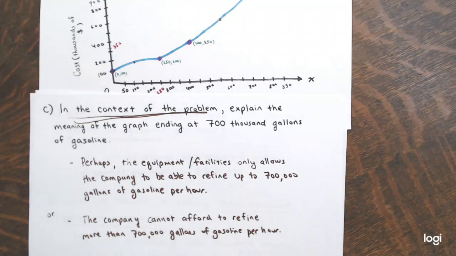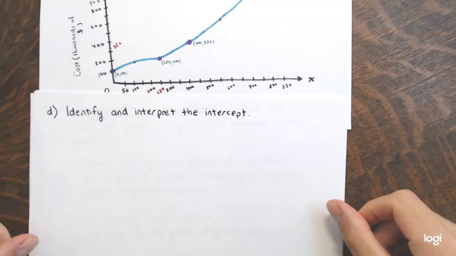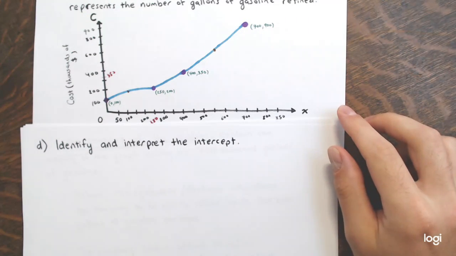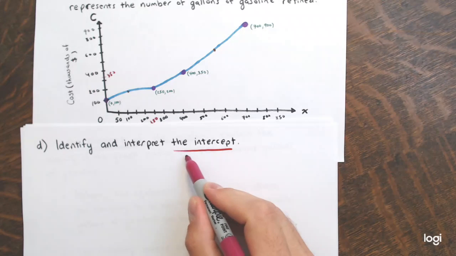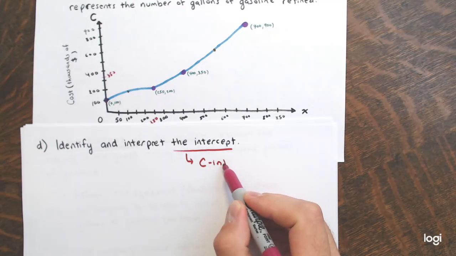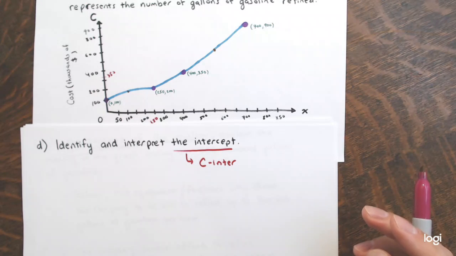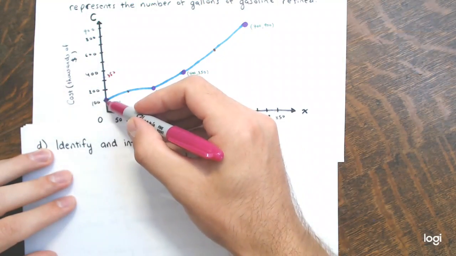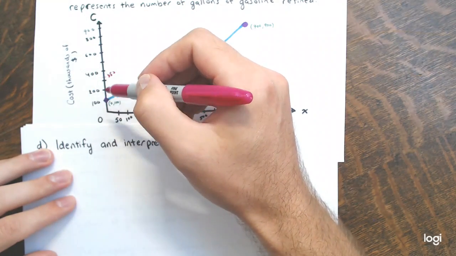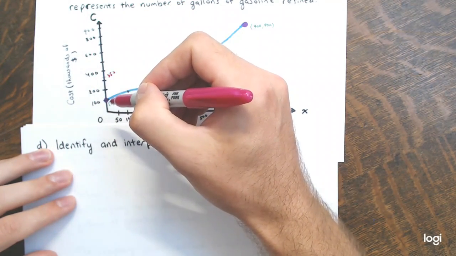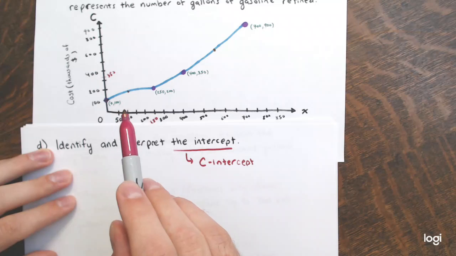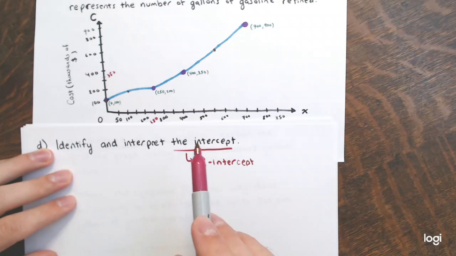All right. And the last one I've got here is identify and interpret the intercept. Now notice the only intercept here, right? They say the intercept would be the c-intercept. Remember x-intercepts and y-intercepts? They're just points of the graph that are on the axes, the horizontal axis or vertical axis. This has a point of the graph on the c-axis, the cost axis, this vertical axis, and it has no points on the x-axis or the horizontal axis. All right, so that's why they're saying the intercept.